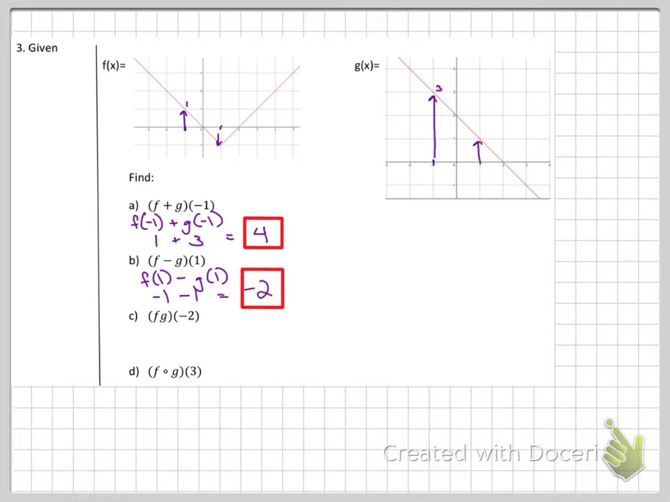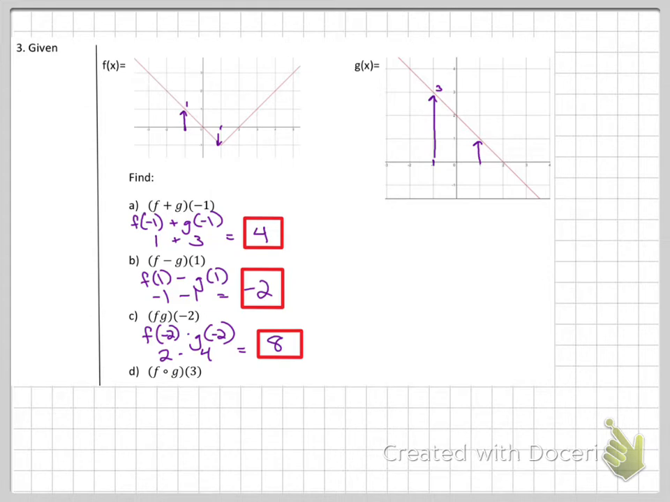Number 3, or C, I guess. f times g of negative 2. So find f of negative 2, find g of negative 2, and then multiply them together. I got 8. Hopefully you see where I got those numbers from.